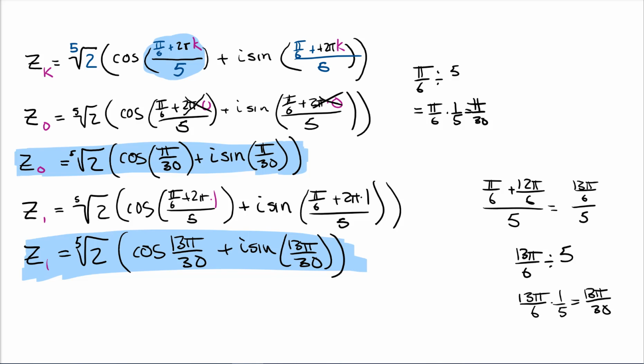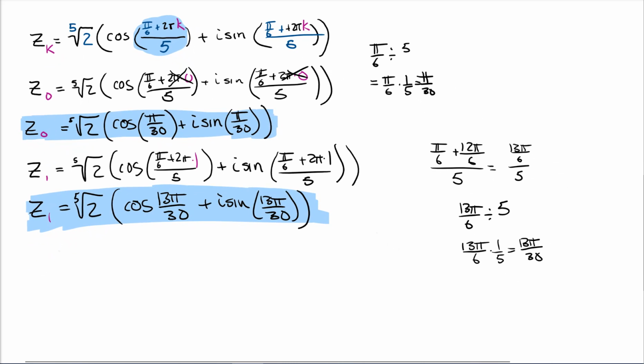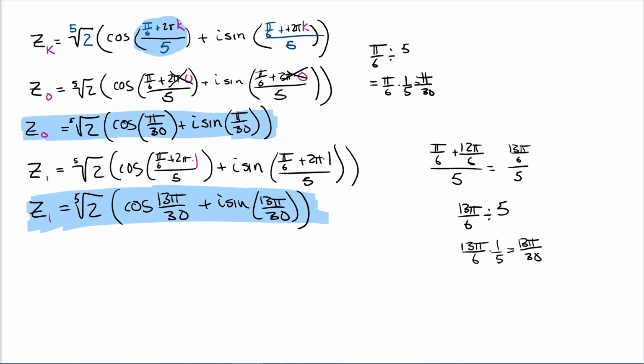Now, I know the trick. So at this point, I could just write down the rest of my answers. But you don't know the trick yet. I'm going to let you in on the trick so you can save some time. What is the difference between 1 pi over 30 and 13 pi over 30? What's the difference between 13 and 1? It's 12, right? I know that we're just going to add 12 pi to the numerator every time. So the next answer is going to be 25 pi over 30.